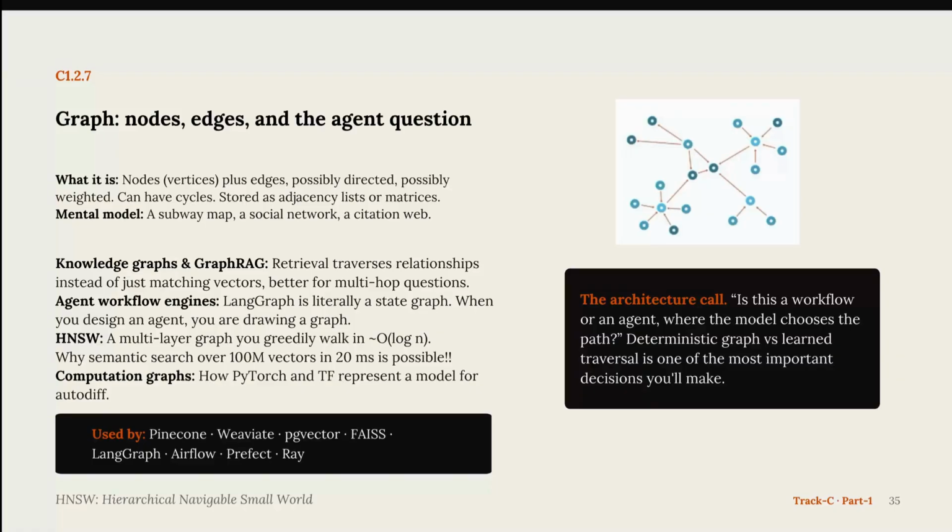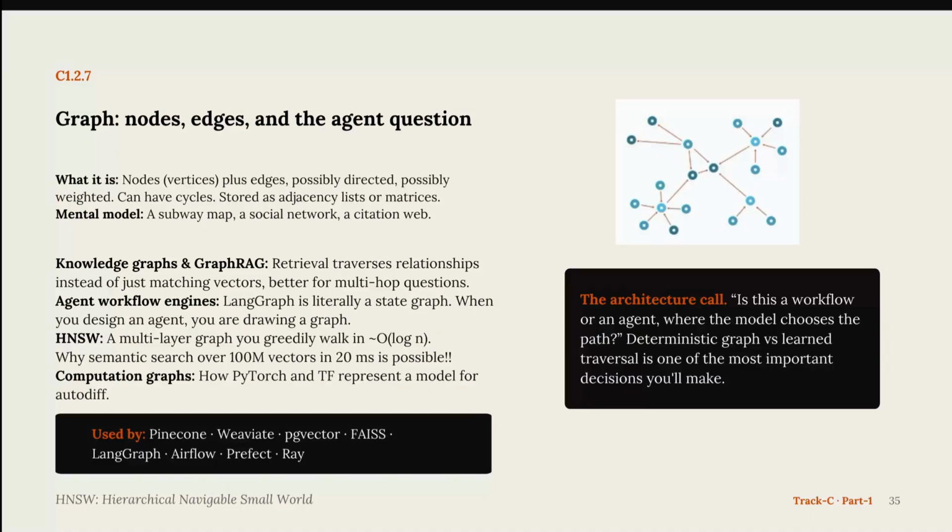Agent workflow engines. LangGraph is literally a state graph. When you design an agent, you're actually drawing a graph. You're saying that, hey, do this as a sequence, and then do these. So that agent is nothing but a graph. And HNSW is an indexing system that you use to search for data that has been indexed as a graph. Okay, it's a multi-layer graph. You greedily walk in with the order of log n, and this makes it possible to search over 100 million vectors in 20 milliseconds. This HNSW, we'll keep talking about this. This is hierarchical navigable small world. This is what permits search at scale in vector databases.